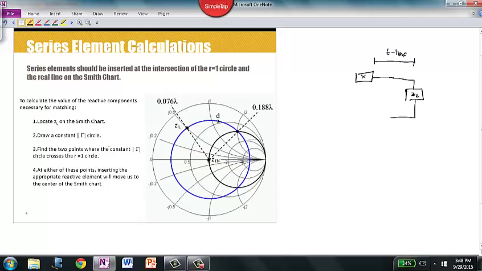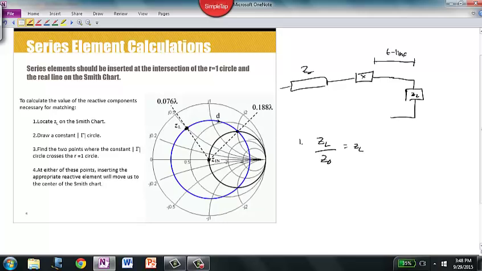But the procedure step by step is that we just locate the normalized load impedance on the Smith chart. So in one, you just take capital ZL, you divide it by the characteristic impedance of the transmission line that you're connecting with, this Z0, and that gives you little zL, and you just plot it on the Smith chart. So I'm just showing, for example, here is a zL that I've plotted on the Smith chart.